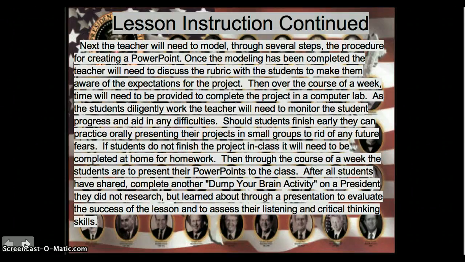After all students have shared, complete another dump your brain activity on a president they did not research, but learned about through a presentation to evaluate the success of the lesson and to assess their listening and critical thinking skills. So basically, you're going to do another dump your brain activity with the kids, and they're not allowed to give you information on their president. They have to give you the information they learned from the other students.